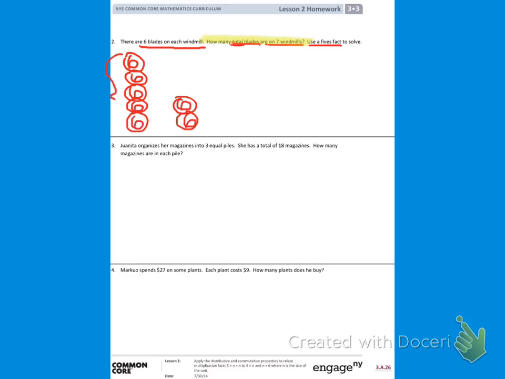Now, I will label this drawing 5 6s. And I will label this drawing 2 6s. Because the directions say I'm supposed to use a 5's fact to solve. Now I know that 5 6s is the same as 5 groups of 6 or 5 times 6, and that equals 30. And I know that 2 6s is the same thing as 2 groups of 6, which is 2 times 6, and that equals 12.